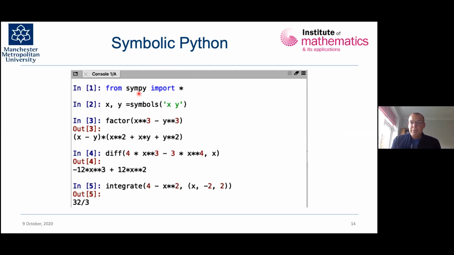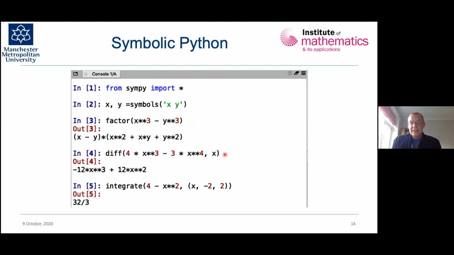So from the symbolic Python library, import star just means we're going to import all of the functions. Yeah, so we're going to import all of the functions from SymPy in order to perform algebraic manipulation or calculus, etc. We declare x and y to be symbolic, so x and y equal symbols xy. And then we can use these functions. So in Python, there is a function called factor, and obviously this is used to factorize polynomials. So factor x cubed minus y cubed will give us x minus y multiplied by x squared plus xy plus y squared. And you can see that's very powerful. I'm just giving you a few simple examples here.